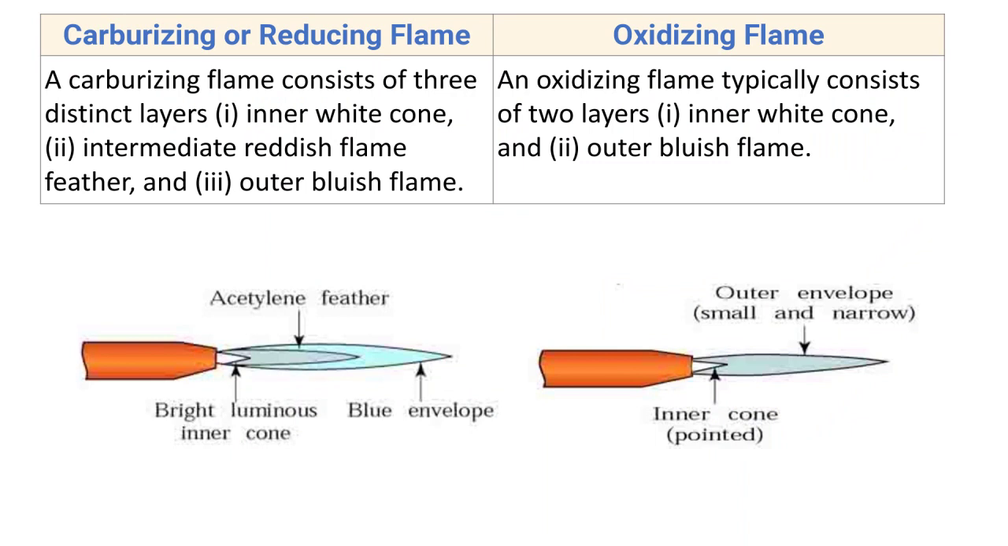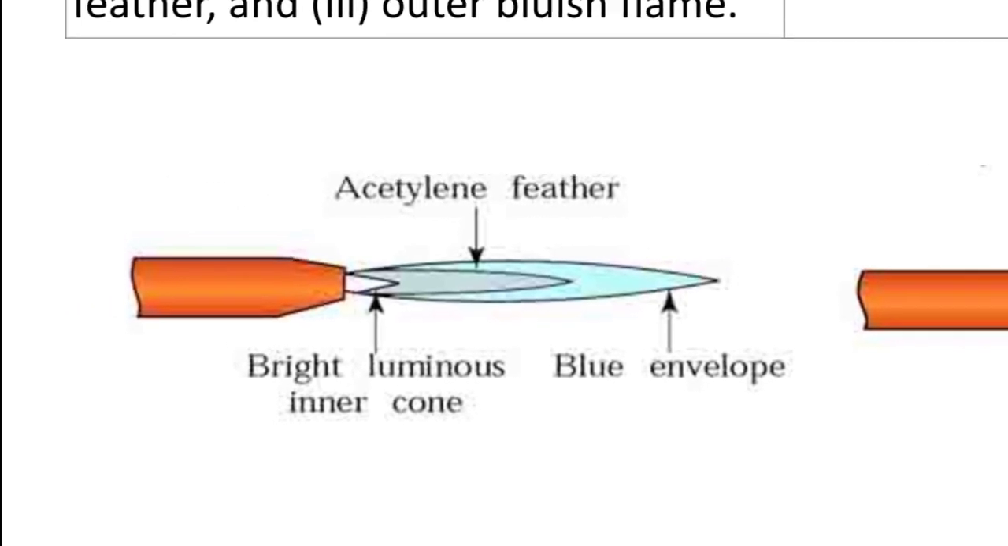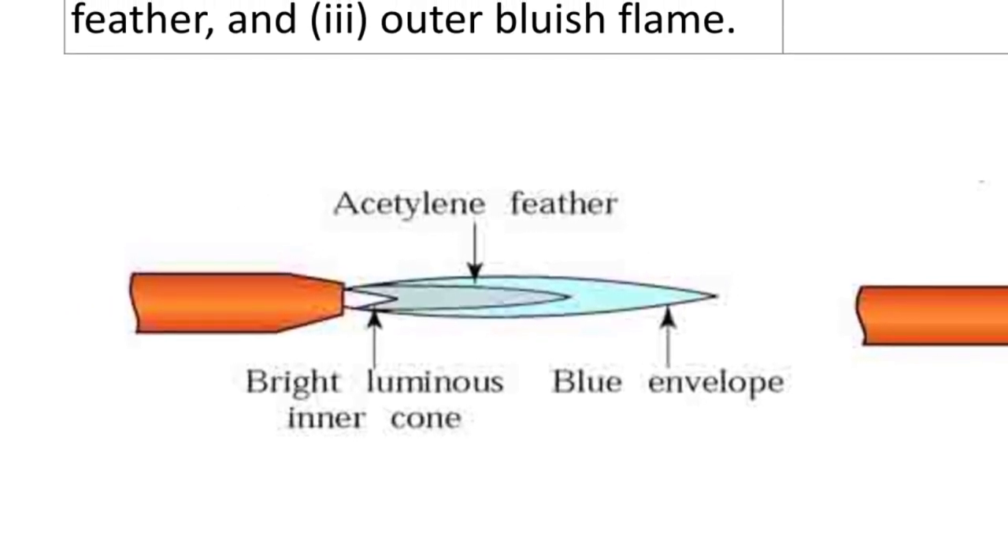Next difference, a carburizing flame consists of three distinct layers: inner white cone, intermediate reddish flame feather, and outer bluish flame. Here you can see the carburizing flame. It consists of three different layers or regions: the inner bright cone, then the middle one, that is the acetylene feather cone, and the outer envelope, which is bluish in color.